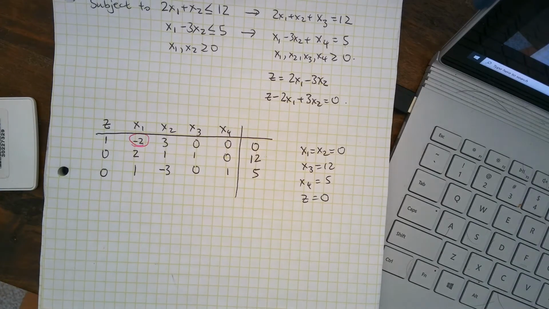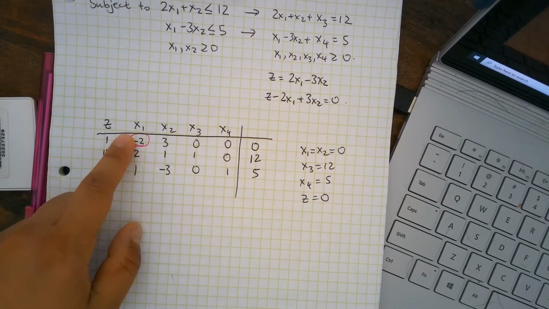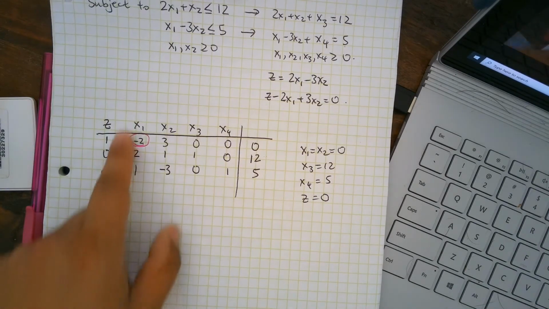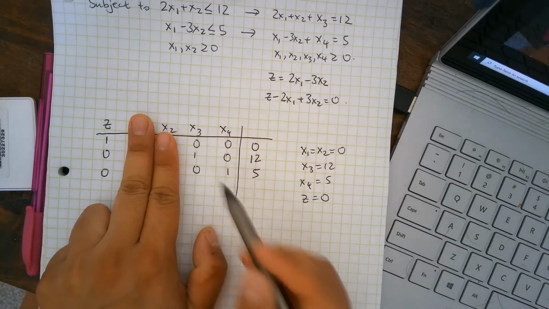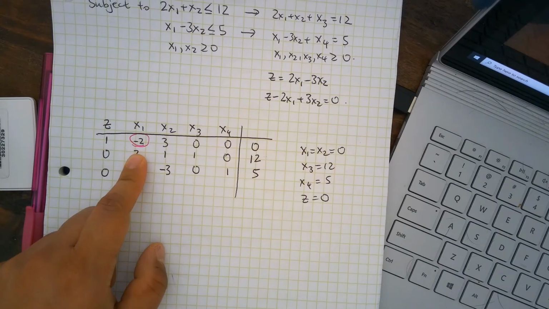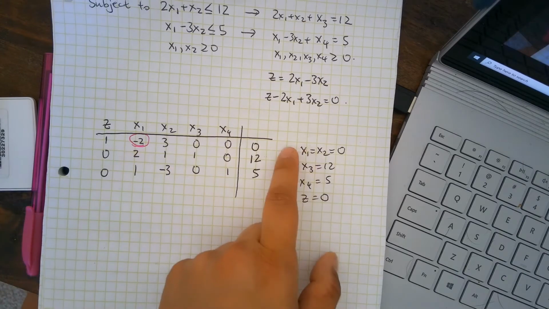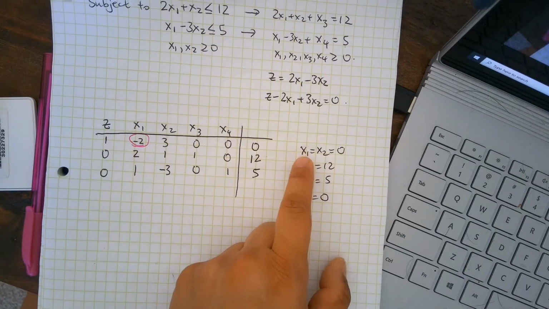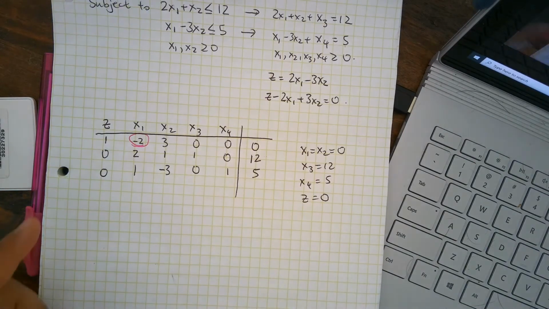So we can add another row. We're going to cancel this out. So we're going to make this column now part of the identity matrix. We'll make a 1 somewhere here, 0s everywhere else. And we're going to switch to a different corner where x1 is not 0. Okay, which one should we add?